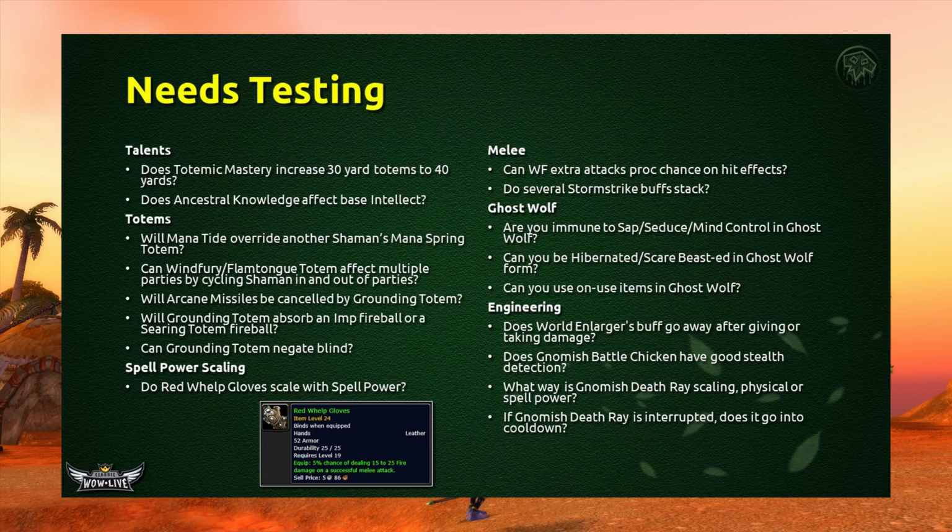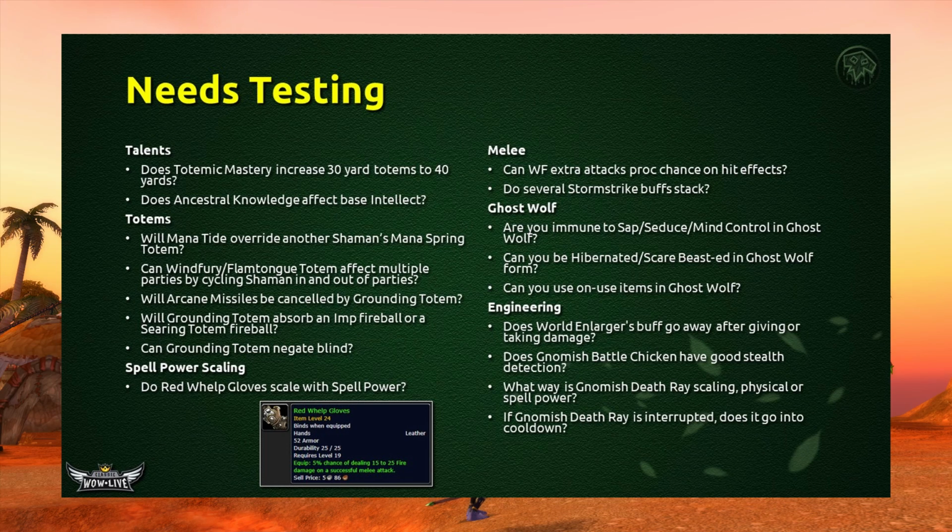For totems, will Mana Tide, if there are 2 shaman in a group, override another shaman's Mana Spring totem? Can Wind Fury and Flame Tongue totem affect multiple parties if you cycle the totem in and out of those parties? As you know, Wind Fury has a buff. If you remove Wind Fury, that buff still ticks down. That's how totem twisting works. Well, can you shaman twist? Basically what this question is.